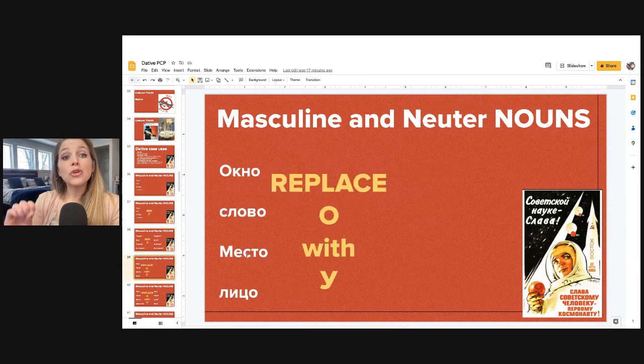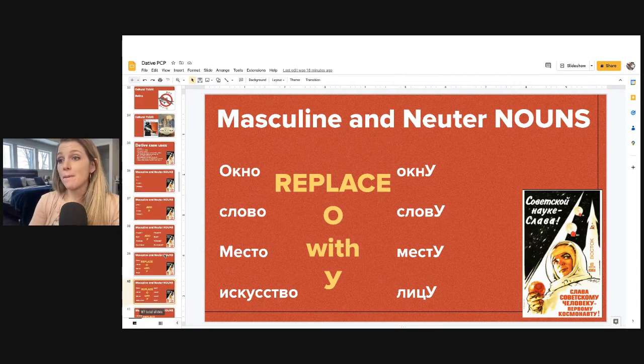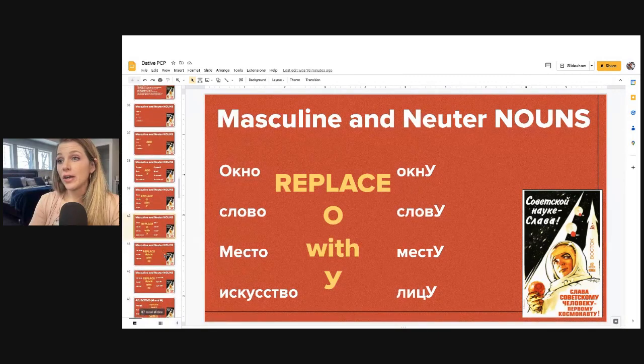Neuter nouns, we're going to replace the final о with у. Okay, so окно, window, слово, a word, место, place, лицо, face. And we replace the о and we get окну, слову, месту, лицу. Так. Okay, so that's what we do with our masculine and neuter nouns.